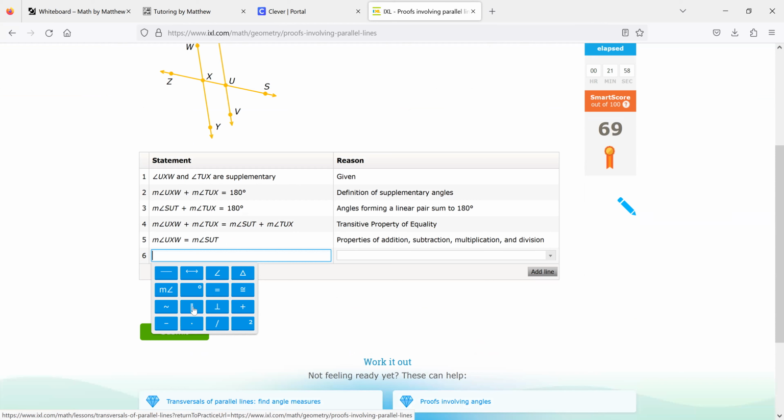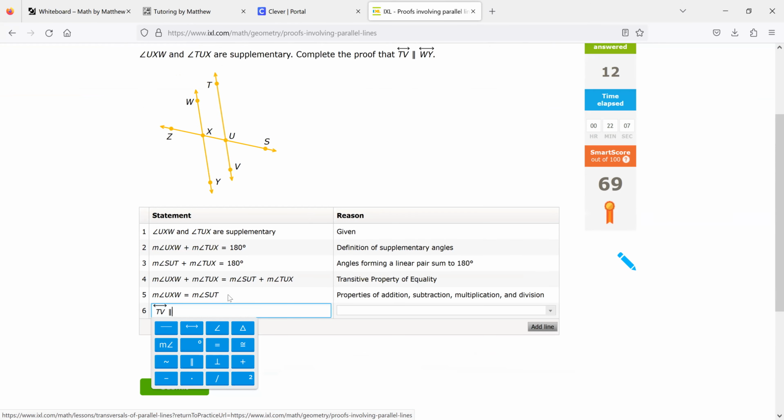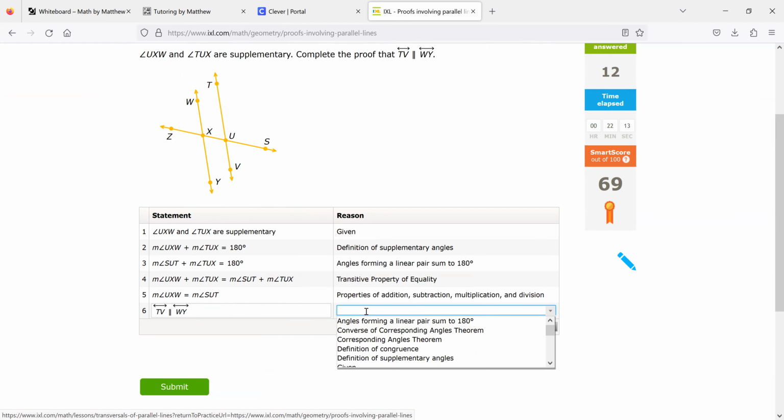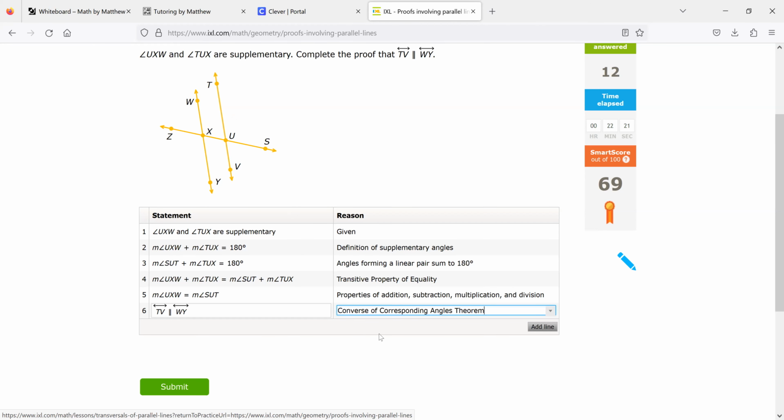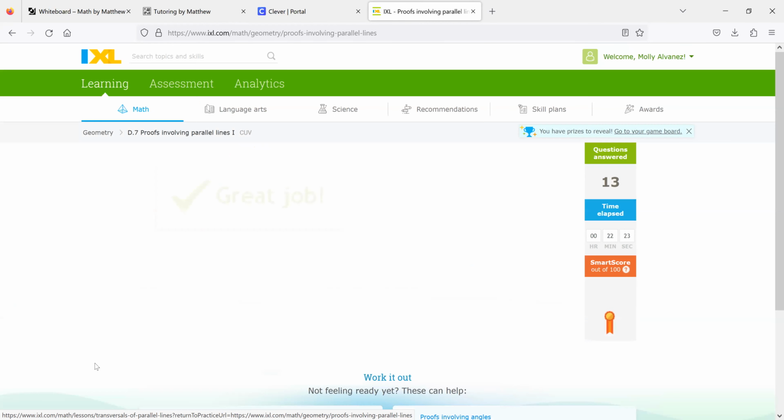So we know to go to that last line and write TV parallel to WY like that. And then what is it? So if UXW is congruent to SUT, that's the converse of corresponding angles again.